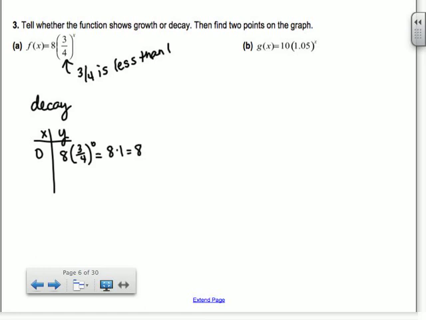All right, then plug in 1. So I have 8 times 3/4 to the 1. So I get 8 times 3/4. So the 8 and the 4 reduce down to 2. 2 times 3 is 6. Okay, so that means our 2 points that we found are 0, 8 and 1, 6.